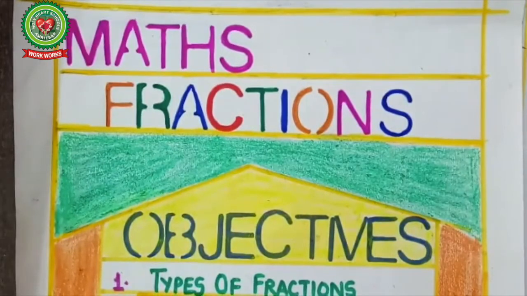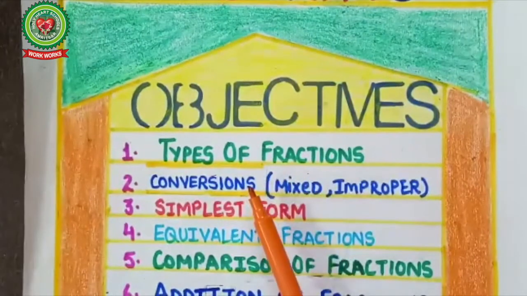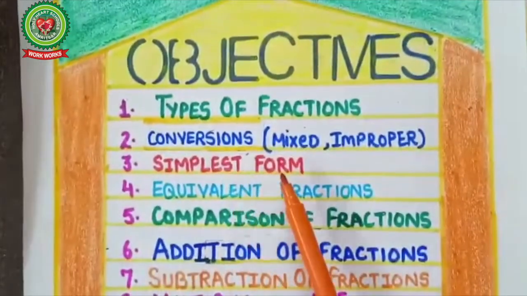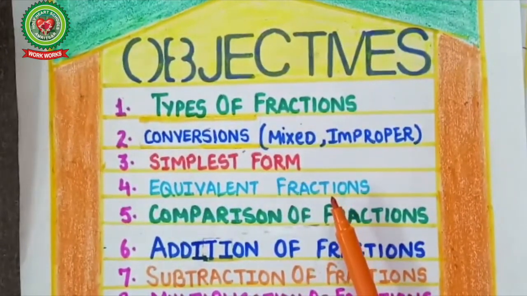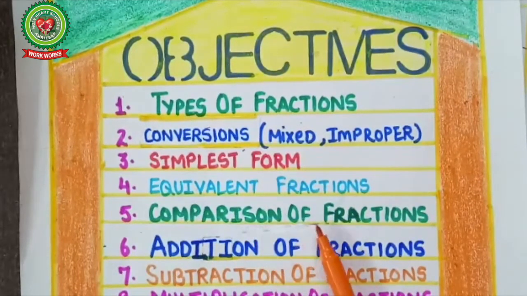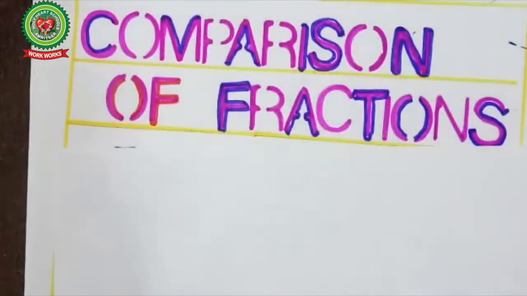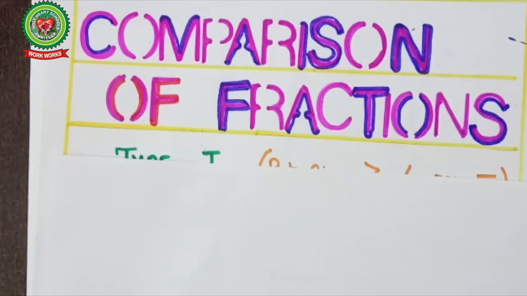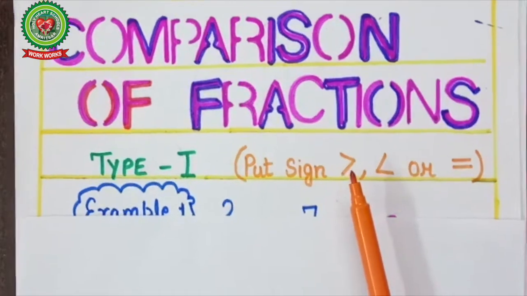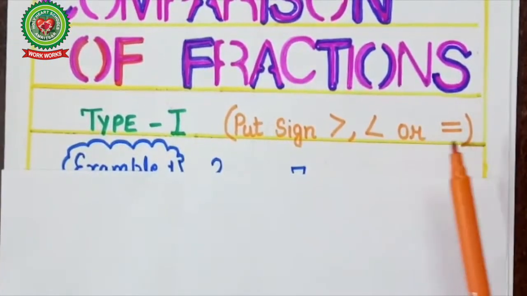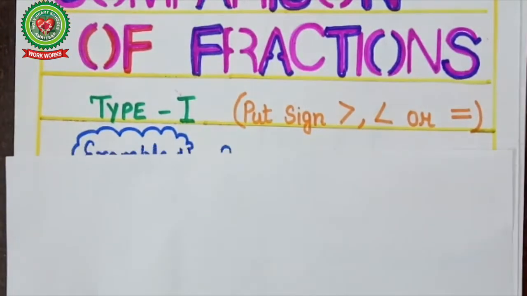In chapter fractions, we have already done types of fractions, conversions, simplest form, equivalent fractions. And today we are going to continue with comparison of fractions. Now, what is the meaning of comparison? Comparison means here two fractions will be given and you will put the sign of greater than, lesser than or equal to. Let's understand type 1 with an example.